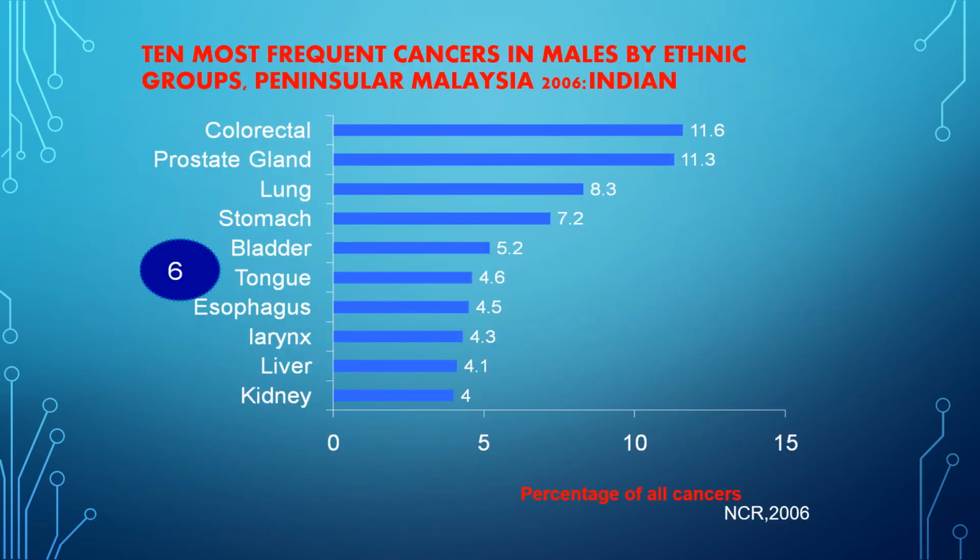The 10 most frequent cancers in males by ethnic groups, Peninsular Malaysia, 2006. Indian: colorectal, 11.6%, prostate gland, 13.3%, lung, 8.23%, stomach, 7.2%, bladder, 5.2%, tongue, 4.6%, esophagus, 4.5%, larynx, 4.5%, liver, 4.1%, and kidney, 4.1%.